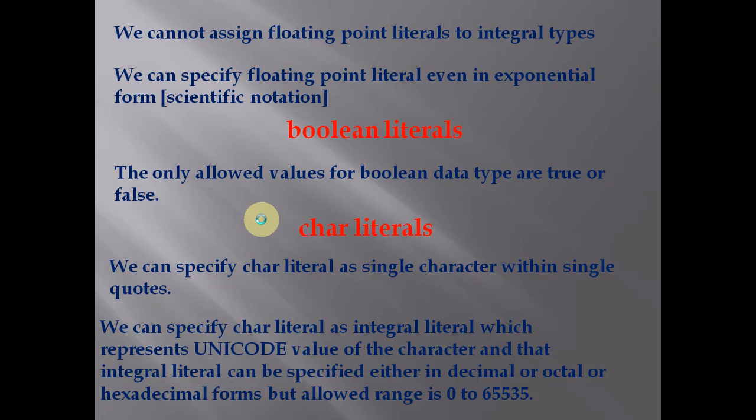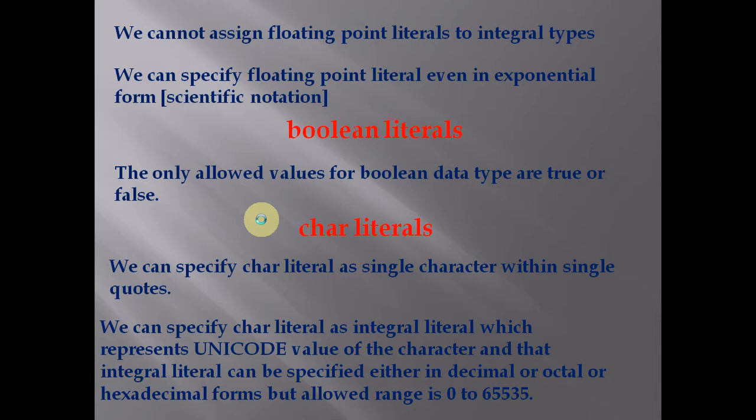Now we can specify a character literal as an integer literal. Say we specify char and then the variable name ch, so ch is of type char, and then we assign it a value, say an uppercase letter A within single quotes, then that ch contains A. But say I do not want to assign it A, and the corresponding Unicode for the uppercase letter A is 65, and I assign it as follows: char ch equals 65 and then semicolon.